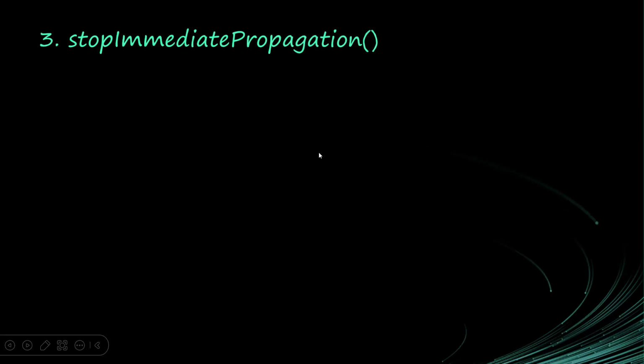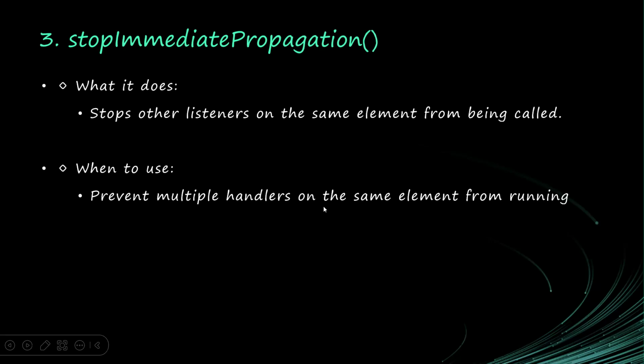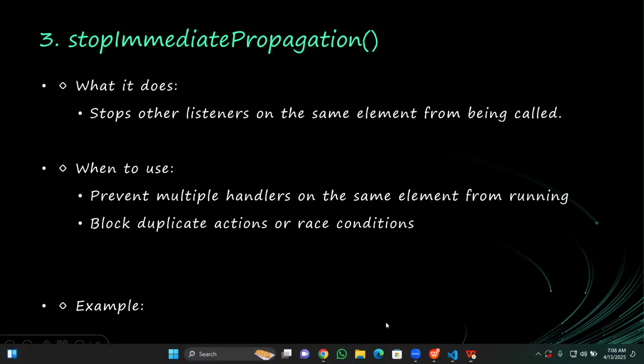There's another one we call stopImmediatePropagation. You will call this function when you have a lot of other listeners on the same element. So when do you use it? It prevents multiple handlers on the same element from running. It will block duplicate actions or race conditions. Now let me show you something.